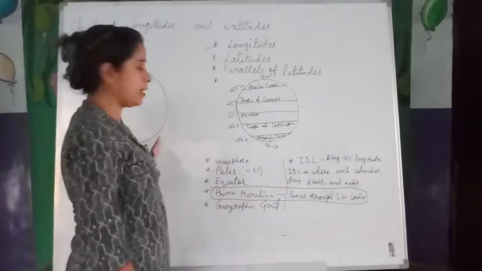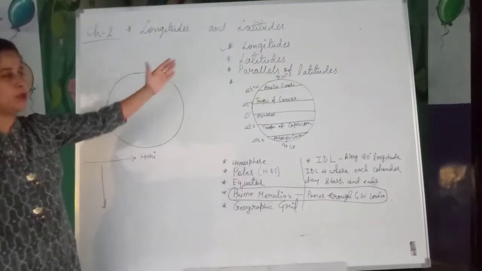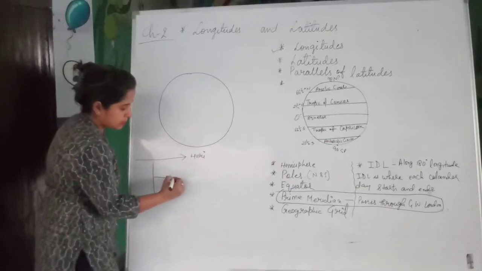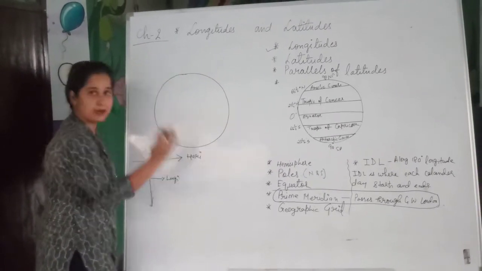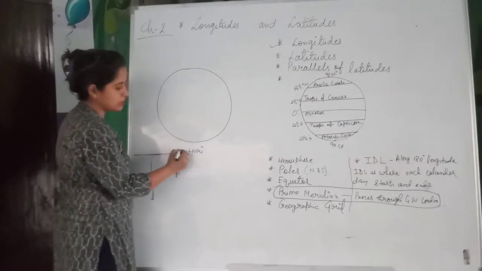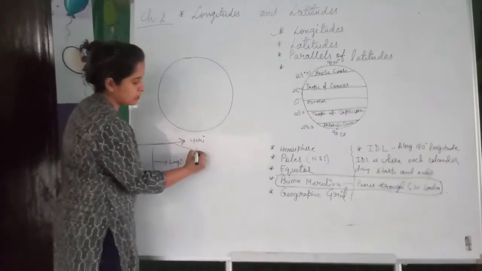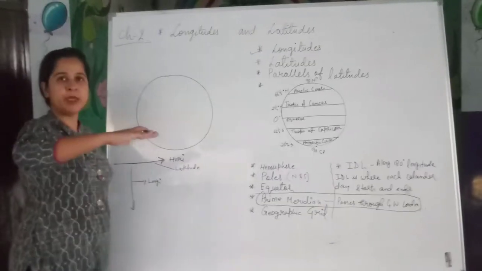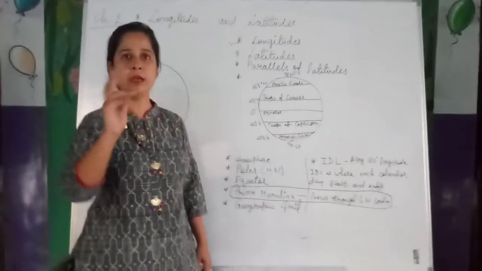So here we are going to relate these longitudes and latitudes. This vertical line is called longitude. These are standing lines on the globe, and these are horizontal. This is the horizontal line. This is latitude. So latitudes are the sleeping or horizontal lines on the globe.